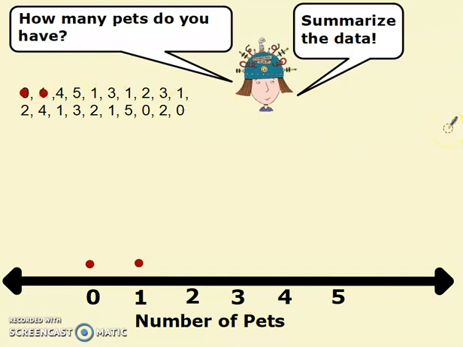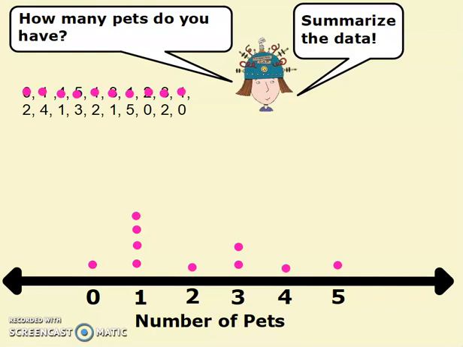As you are thinking about this, I want you to just continue to work on your dot plot. I will call the numbers and you put the dot on the line. 4, mark it off. 5, mark it off. 1, mark it off. 3, mark it off. 1, mark it off. 2, mark it off. 3, mark it off. 1, mark it off. Your dot plot should look just like this so far.